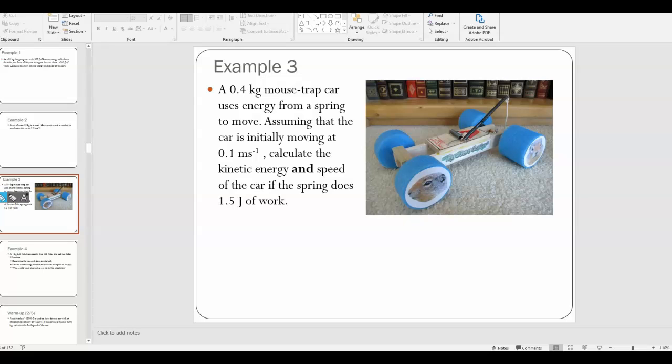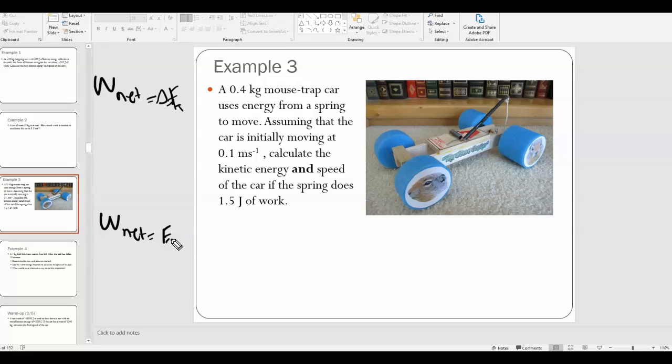Okay, so the spring does 1.5 joules of work, meaning it's adding that much energy to the car. And the car already starts with some initial kinetic energy, and so this is going to be a work energy theorem problem. So I start with the work energy theorem. That's equal to change in kinetic energy. Now I'm going to need to expand this out a little bit, but I want to find the new kinetic energy and the new speed, and so I'm going to start by just expanding out to the first layer.